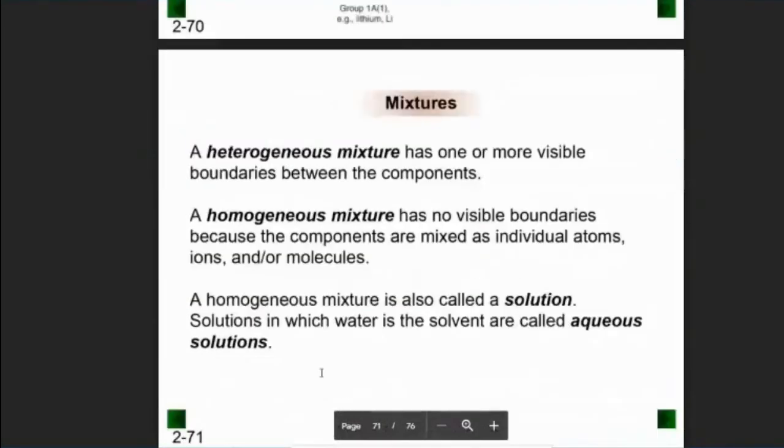More pictures. We're not going to do a ton of this stuff, heterogeneous mixtures. Hetero means different. Homo means the same. A homogeneous mixture is called a solution. They're more workable. You make things a solution and then they have predictable properties. If we use water, which we will most of the time in the solution, we call it aqueous. So homogeneous mixture is a solution.